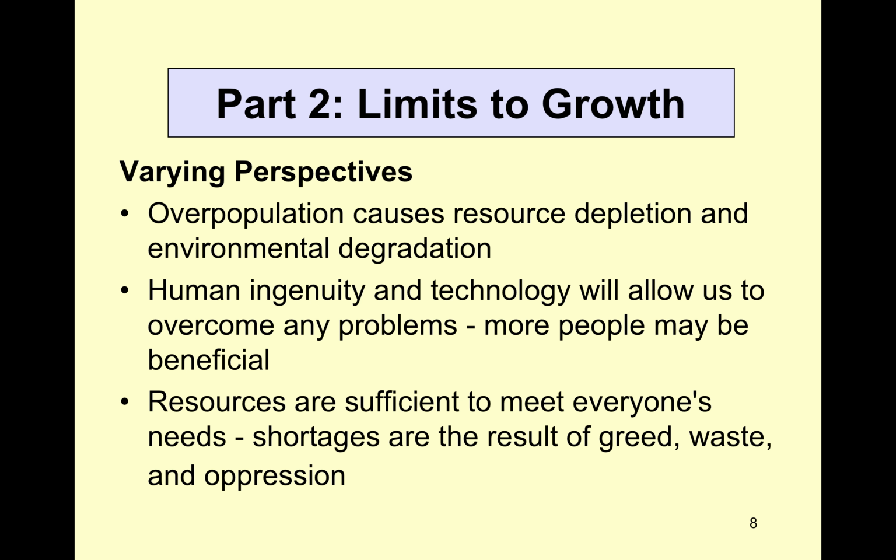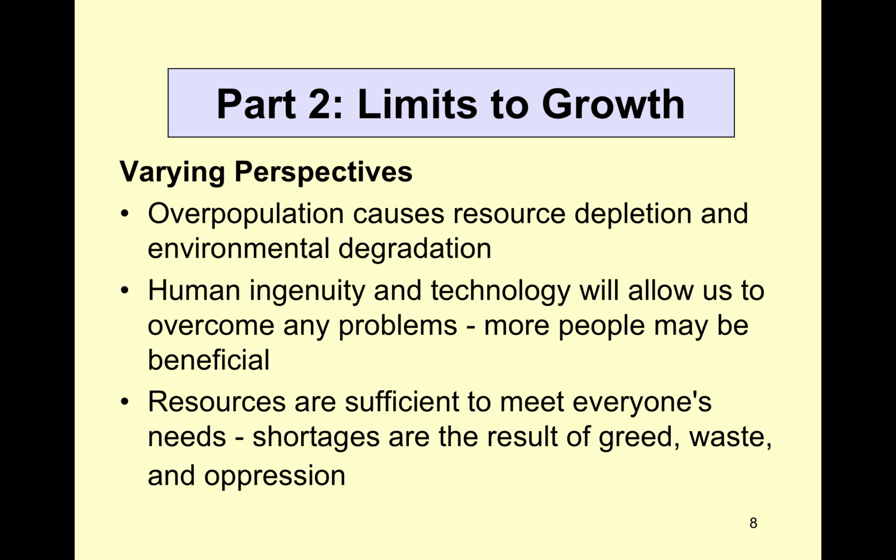Okay. So here's kind of some different looks at this growth rate and what could happen. Okay. Overpopulation causes resource depletion and environmental degradation. All right. There's definitely some problems with what we're doing right now. Is it sustainable to have this many people with the resources that we have on the earth? All right.